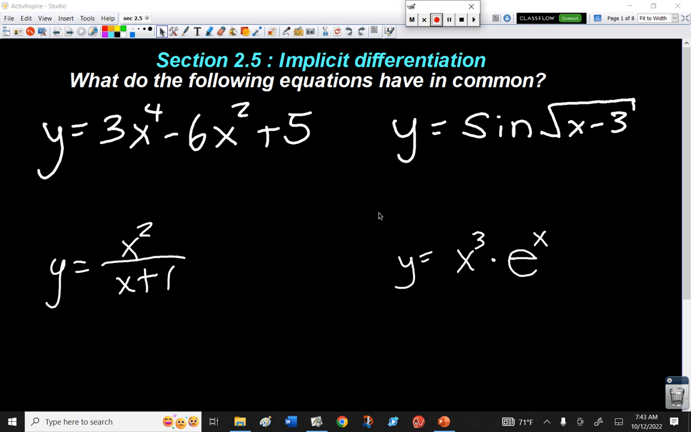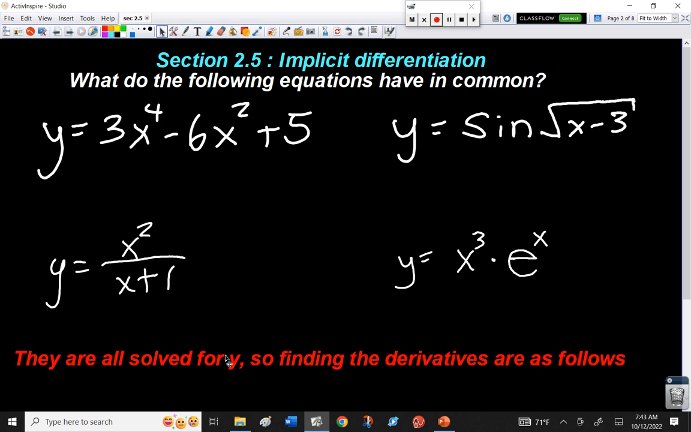First question I want to ask, I want you to pause the video to do this: what do the following equations have in common? You've got y equals 3x to the fourth minus 6x squared plus 5. You've got y equals the sine of the square root of x minus 3. You've got y equals x squared over x plus 1. And you've got y equals x to the third times e to the x. What do they have in common? Hopefully you paused the video and answered that question. The answer is simply they are all solved for y. They're explicitly solved for y.